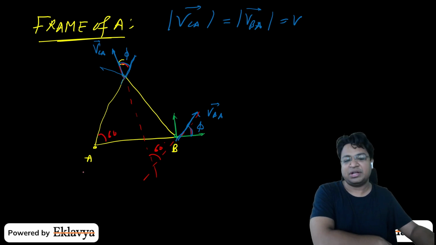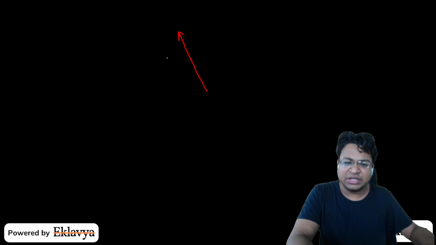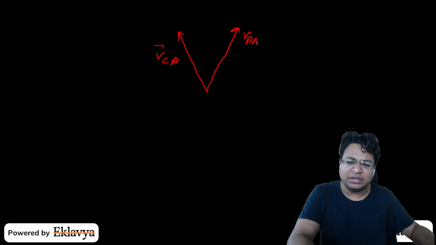So the same angle should appear here also. So we are using this piece of geometry. All right. So the situation right now is that we have figured out that the VCA vector and the VBA vector will be equal in length, and they will have an angle of 60 degrees in between.